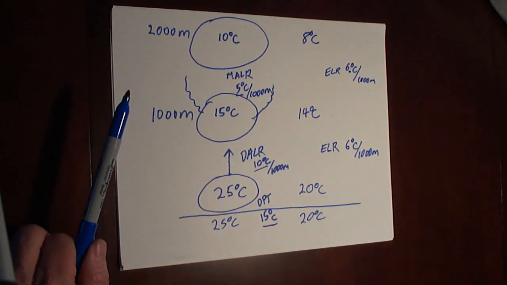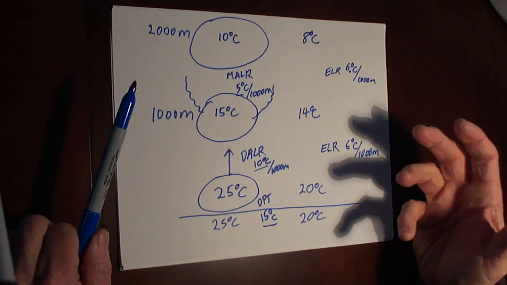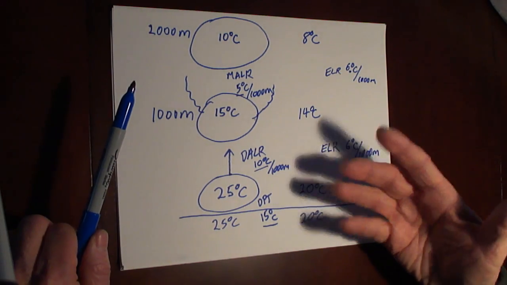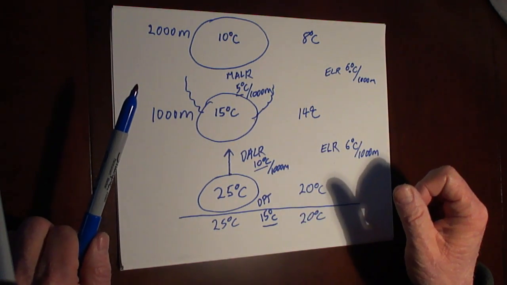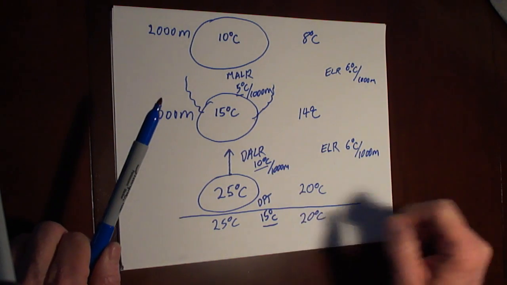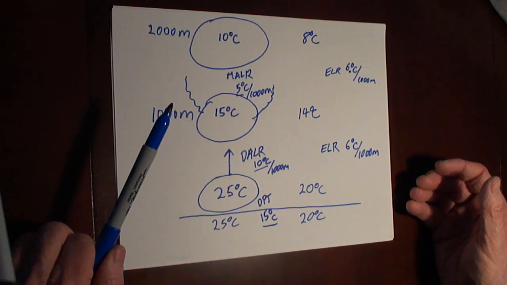It's going to continue to rise high up into the troposphere, where it will probably become part of perhaps a thundercloud, a cumulonimbus cloud, creating thunder and lightning. Okay, so that's how a bubble rises under normal conditions with an average environmental lapse rate.